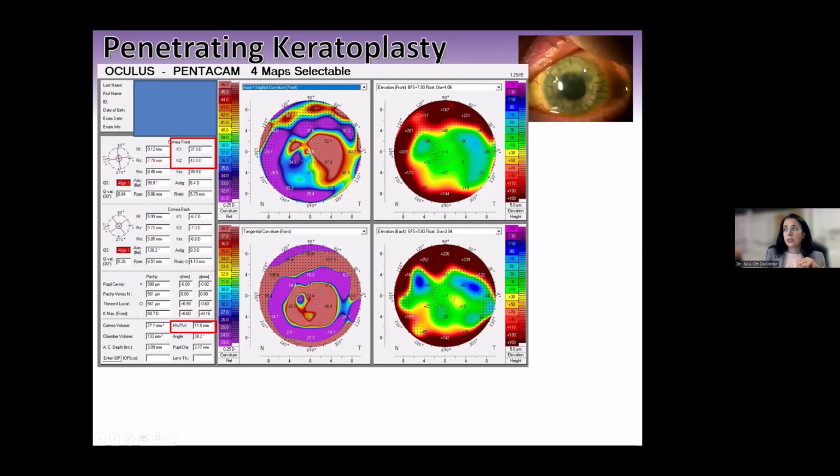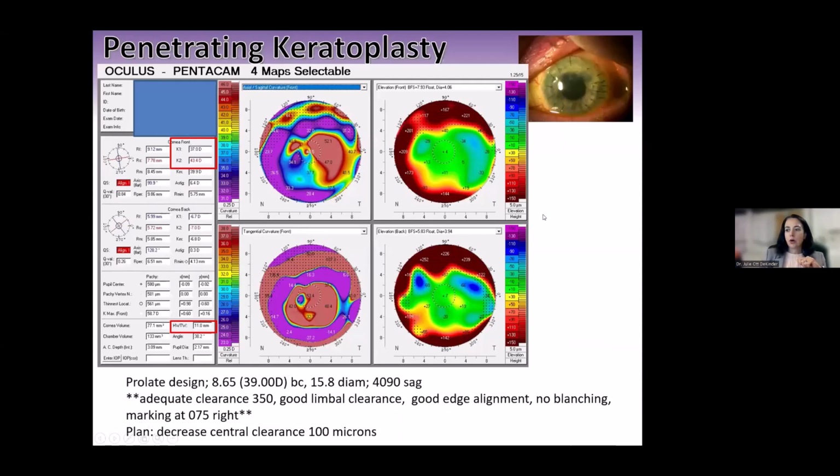So how do you do a fit here? So here's this patient. Here is what her topography looked like. HVID, small. It's got 11 millimeter HVID. Pretty flat K values here. You're just going to pick a lens to go on. I went with a prolate design because she actually had steepening. It wasn't like a transplant that looks very flat. I went with a very flat lens. She was a 37. I actually couldn't get a lens that was flatter than that. So I went with the flattest one I had, which probably was this 39, 15.8.